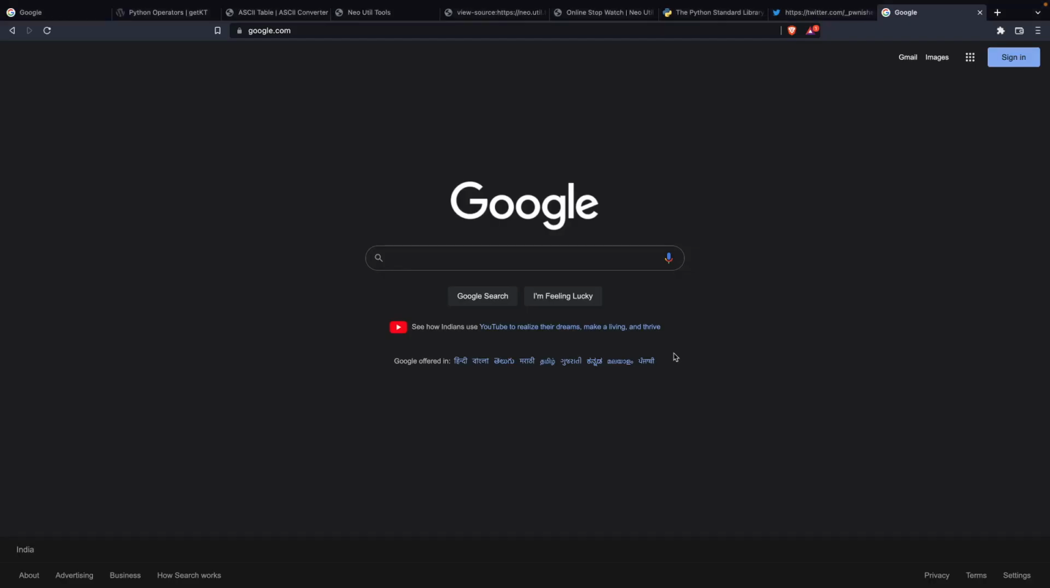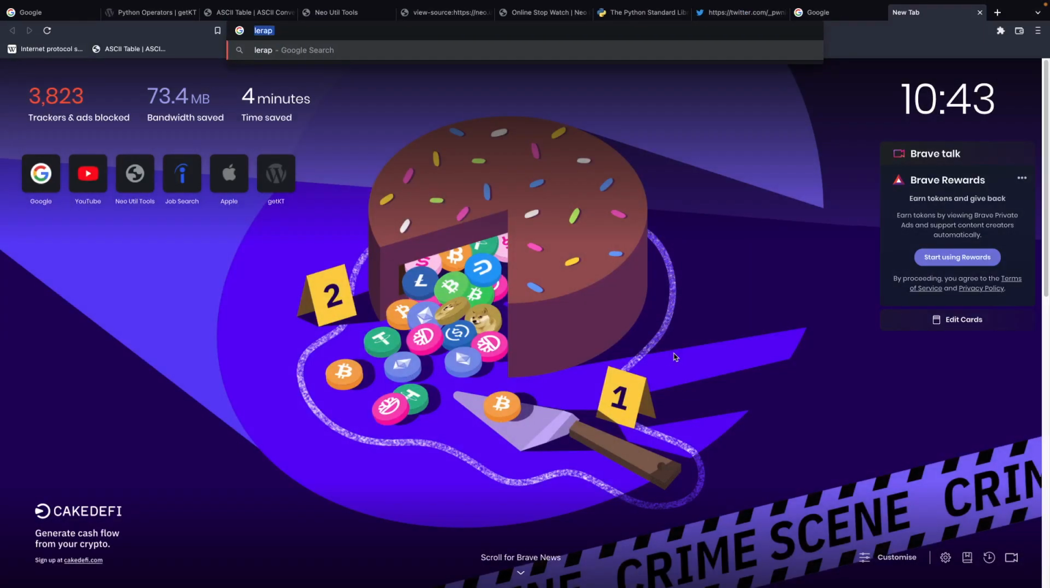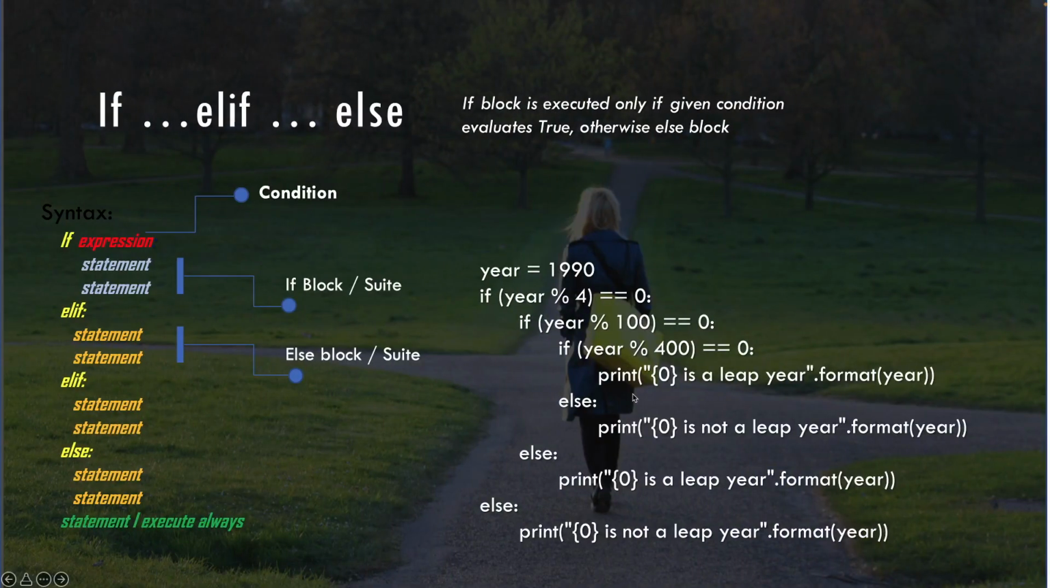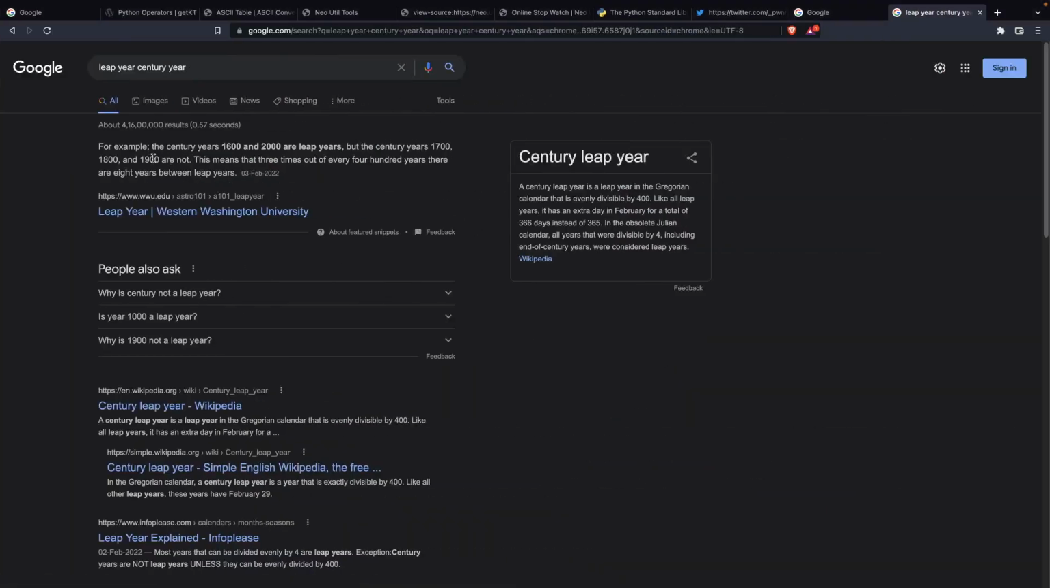So let me show you one thing. Check this one. Century years 1600 and 2000 are leap years, but century years 1700, 1800, 1900 are not. If it is not a century year, suppose we take 1992, which is not a century year, and it is divisible by 4, see here directly in else we are printing it is a leap year, because 1992 is not a century year and it is divisible by 4, so we are certain that it is a leap year. But if it is a century year, like 2000 or 1900, we need to take extra caution not to falsely report 1900 as a leap year. We need to actually divide it by 400.